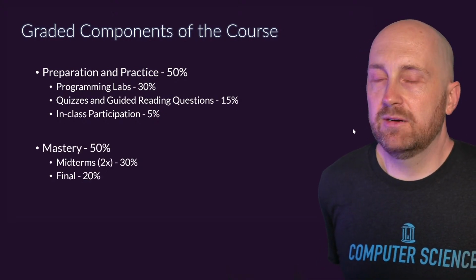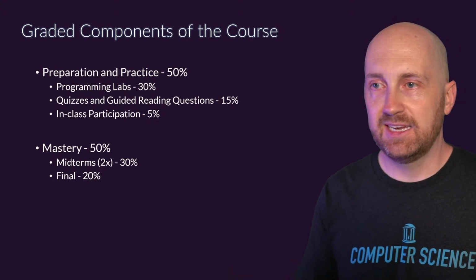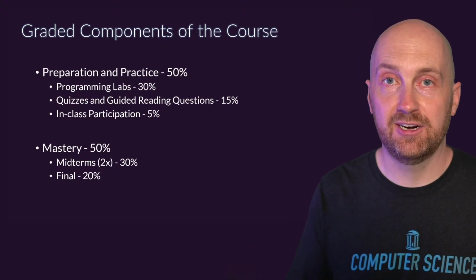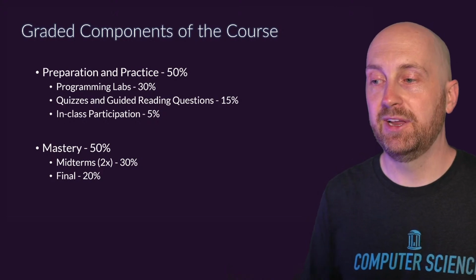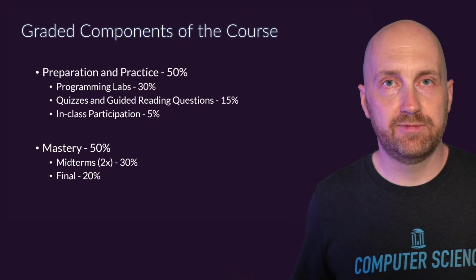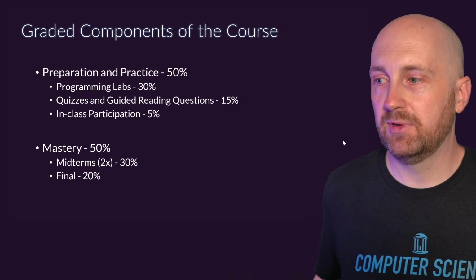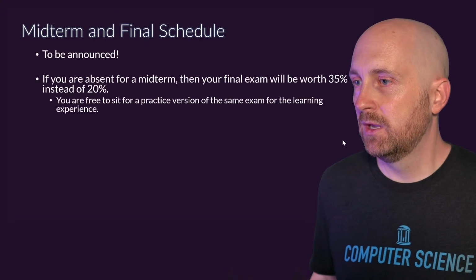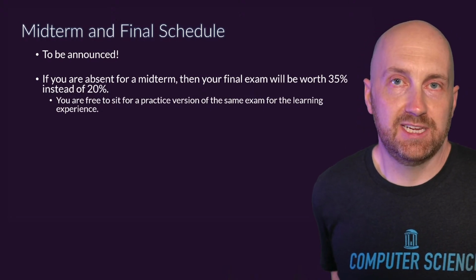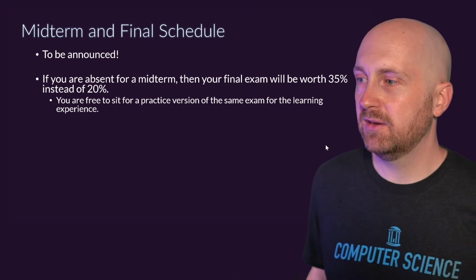Right? The other 50% of the course is mastery, and there will be 2 midterms and a final. The dates for these, including the final, kind of bizarrely, the registrar for the first time since I've been here hasn't had a schedule of when finals are. But as soon as that final is scheduled and a few more details are resolved on our end, we'll get the complete schedule of midterms and final released to you. Right? So if you need to be absent for one of the midterms, the final will take its place and be worth 35% instead of 20%.